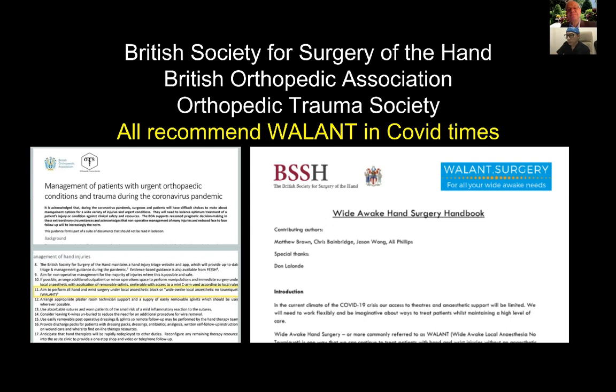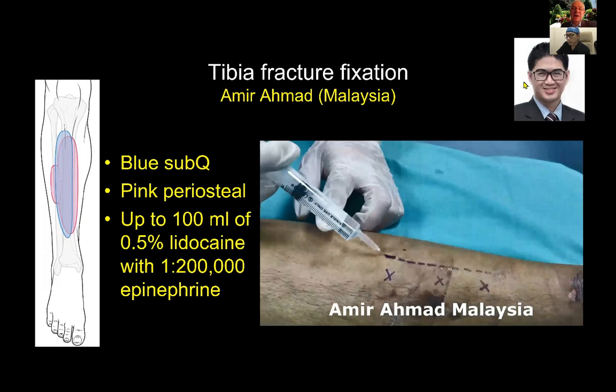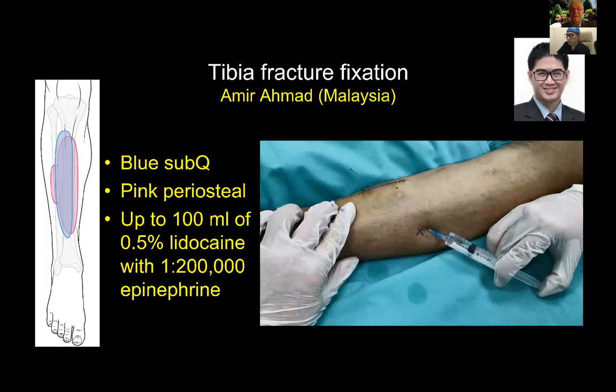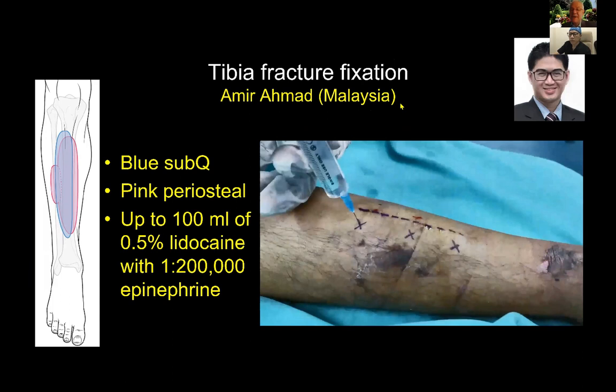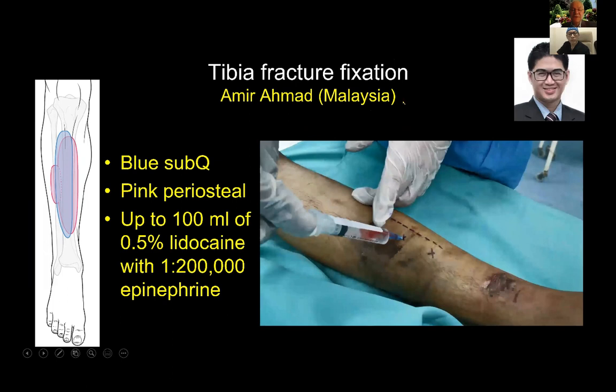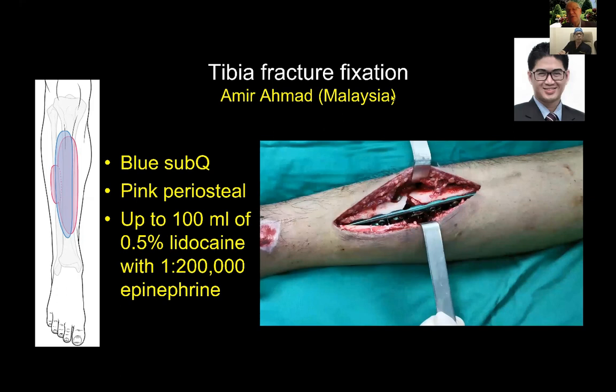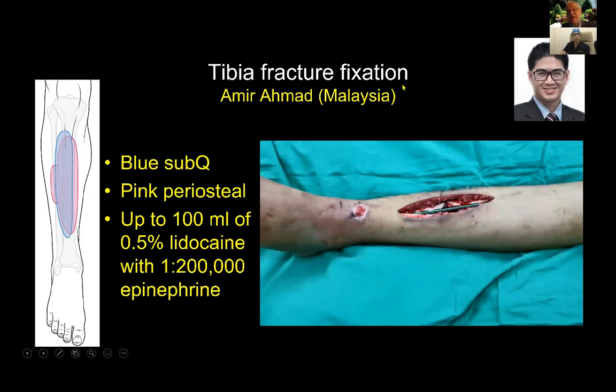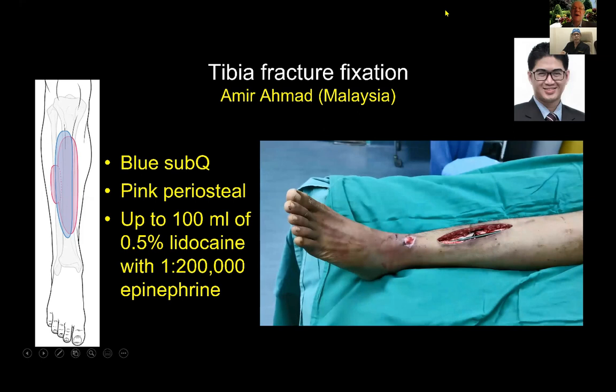And it's not just for hand surgery, it's for clavicles, patellas, tibias. This is a tibial fracture done by Amir Ahmad from Malaysia. He's also doing elbows and Monteggia fractures and radius and ankles. And if you know how to inject local anesthesia, tumescent local anesthesia without pain, there are many, many things that you can do in patients who are too high a risk for general anesthesia.